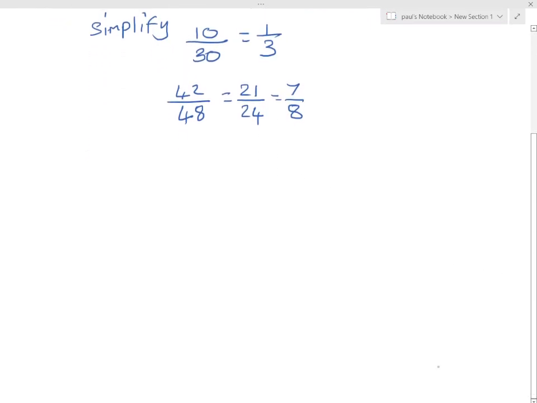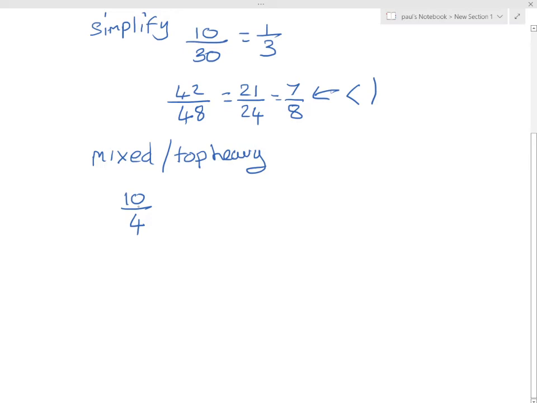Right, so now we're going to look at mixed versus, or against, top heavy. Now these fractions up here are ordinary fractions because the number at the top, the numerator, is smaller than the one at the bottom, so it's less than 1. This is a fraction that is less than 1. Sometimes we've got fractions that are more than 1, which is, say, 10 over 4. This is called a top-heavy fraction, and we've got to convert this into a mixed.